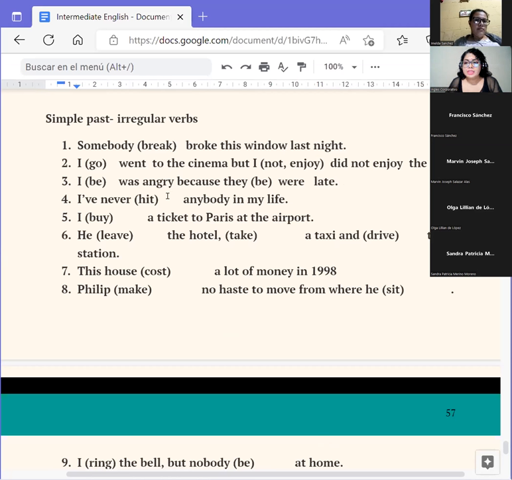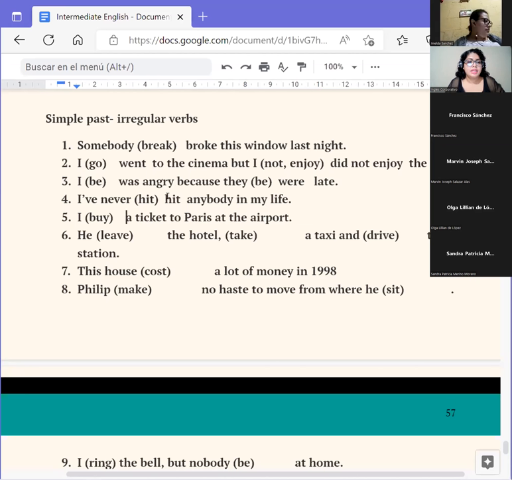Now, "I never hit anybody in my life." The verb hit in past? Hit again. In this case, it's the same. Just the context is in past. The writing part is the same.